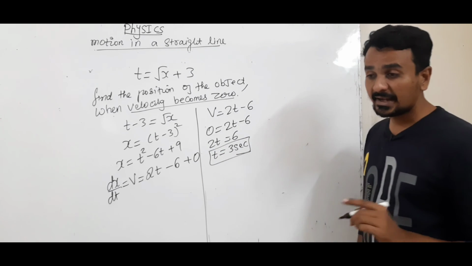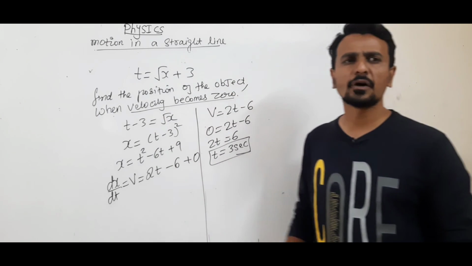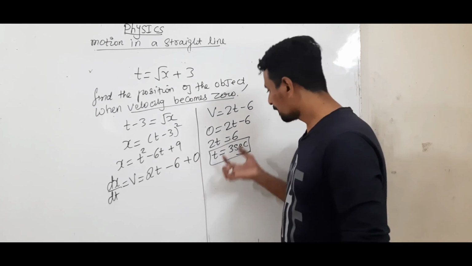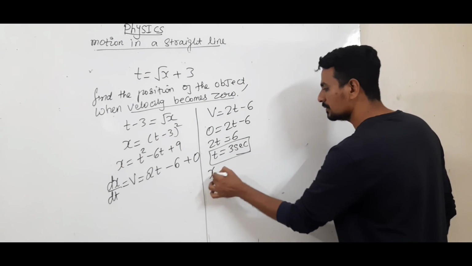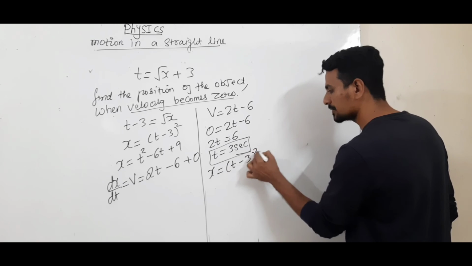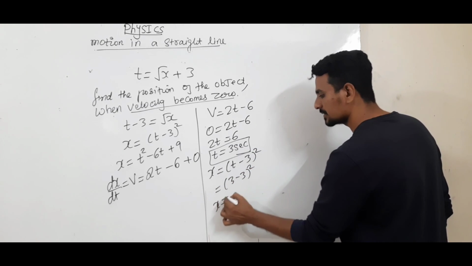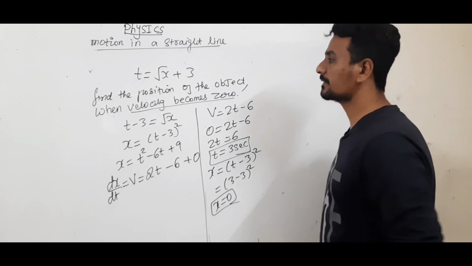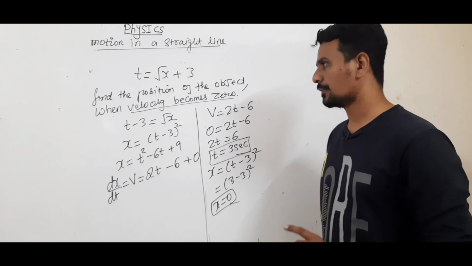So at t equals to 3 seconds, velocity of the object is 0. Place this value over here, you will get x. So x is equals to t minus 3 the whole square. Place t equals to 3. x is equals to 0. So the position of the particle is 0 when velocity becomes 0.